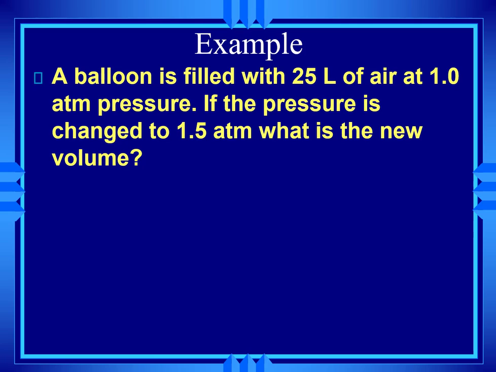So let's look at what they gave us. They gave me 25 liters of air. That's a volume. 1.0 atmospheres. That's a pressure. If the new pressure is changed to 1.5 atmospheres, that's a second pressure, so that must have been the first one over there. And the volume, the 25 liters was when it was 1 atmosphere, so that makes it V1. What is the new volume? They're looking for V2.